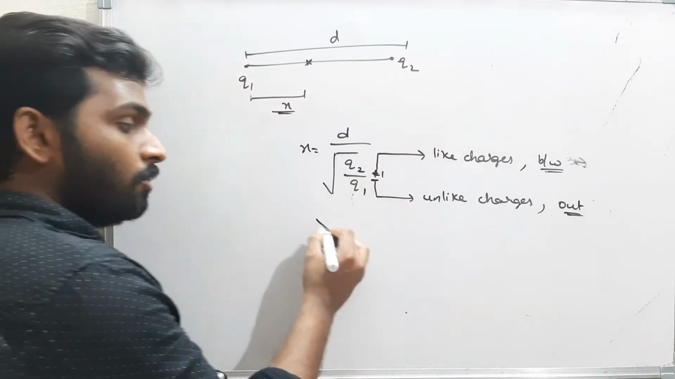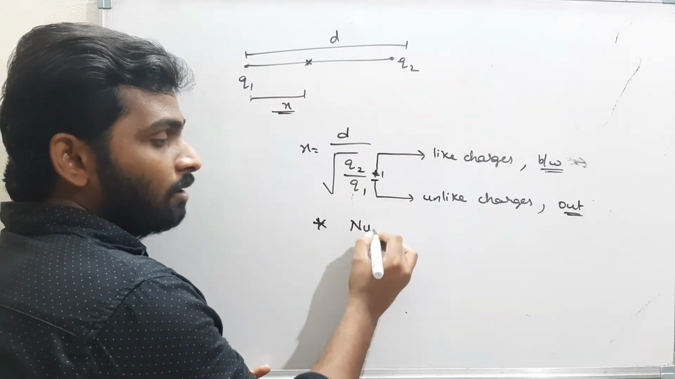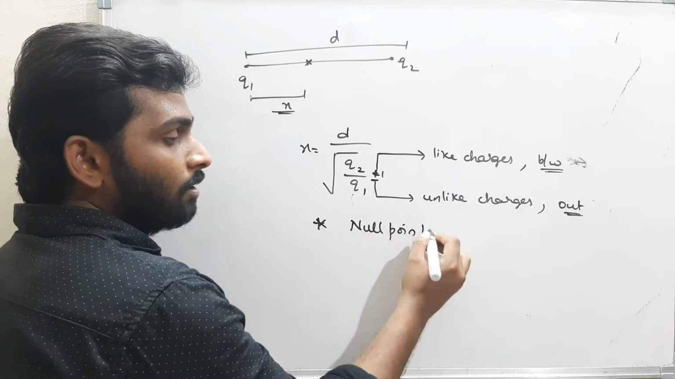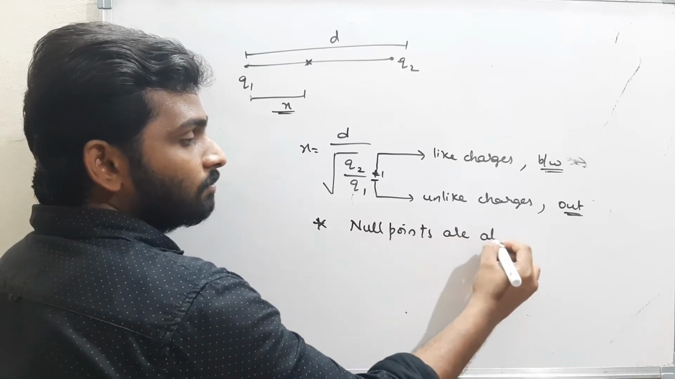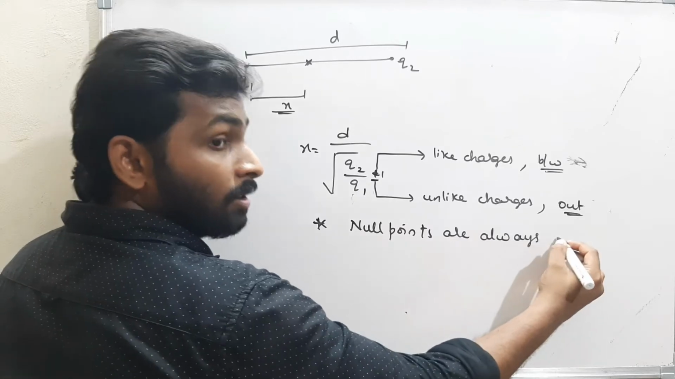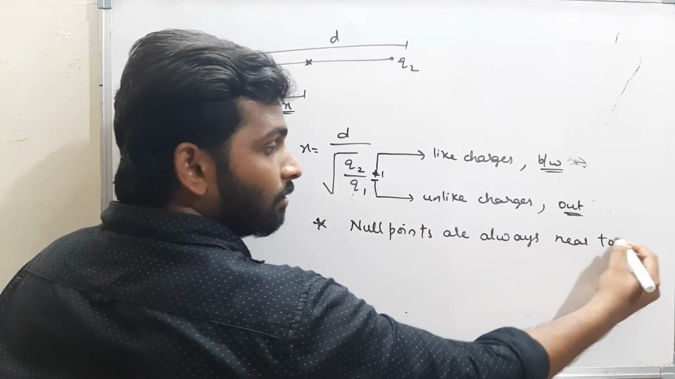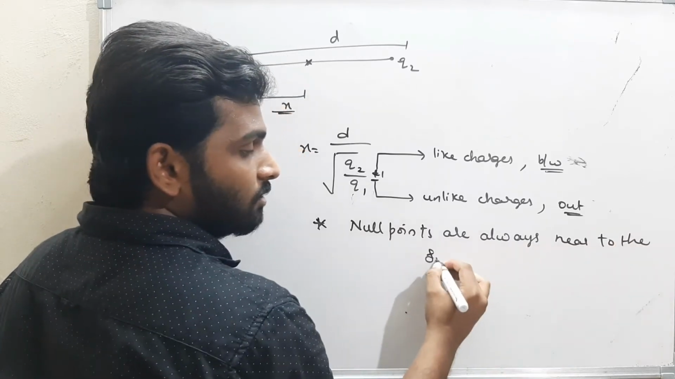So one more important point. The null points are always nearer to the smaller charge.